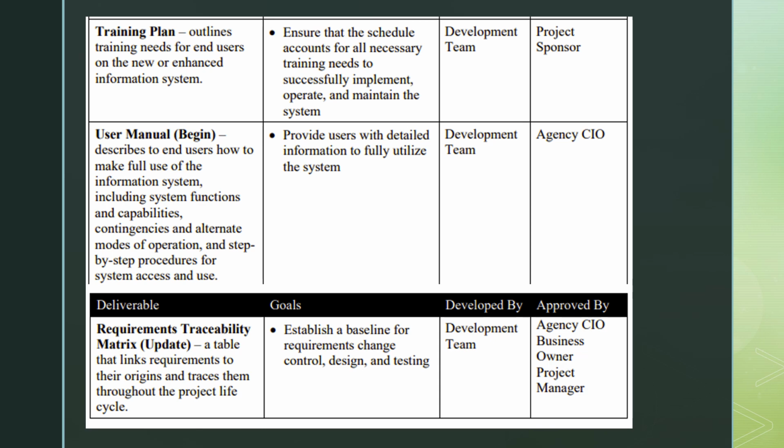Next, we have the requirements traceability matrix for the deliverable. This is a table that links requirements to their origins and tracks them throughout the project life cycle. The goal is to establish a baseline for requirements change control, design, and testing. Developed by the development team and approved by the agency CIO, business owner, and the project manager.